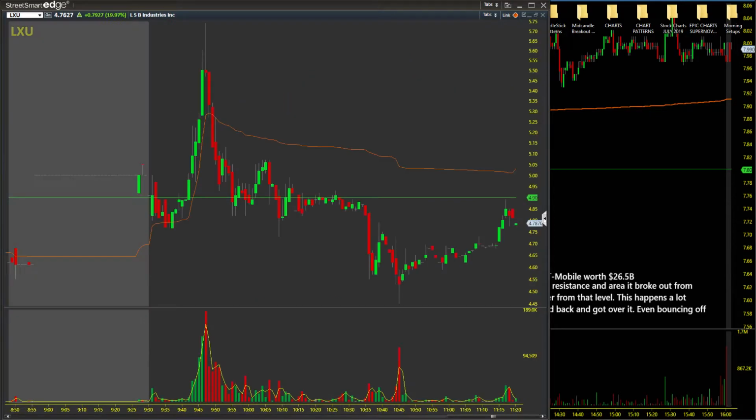All right, next one I want to talk about is LXU. And LXU is a good one for supply and demand and looking at level 2 and the tape. The only way you're going to get better at reading the tape and reading level 2 is just screen time.